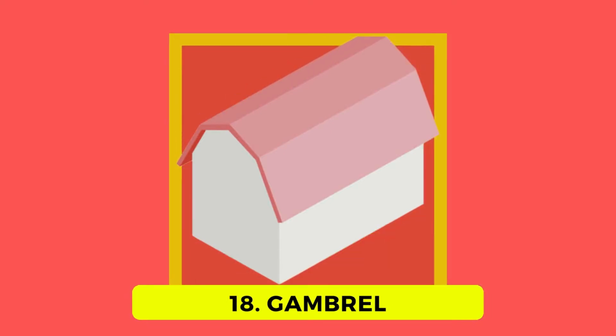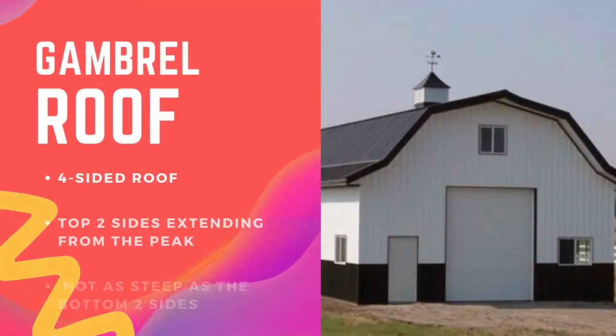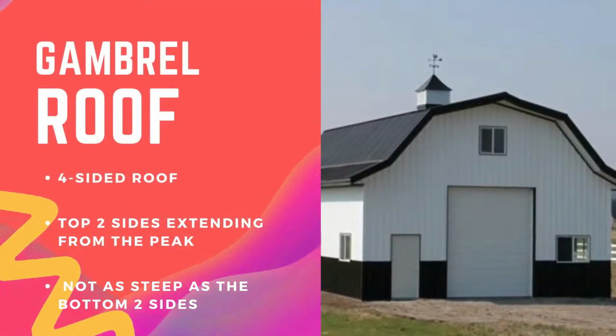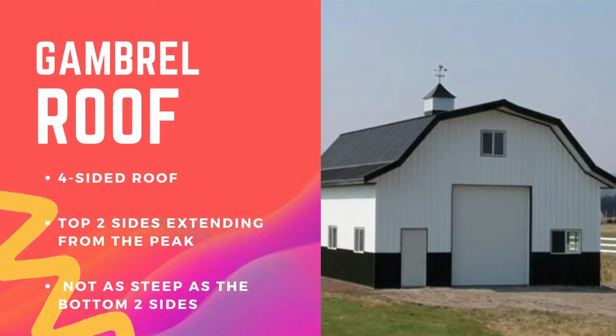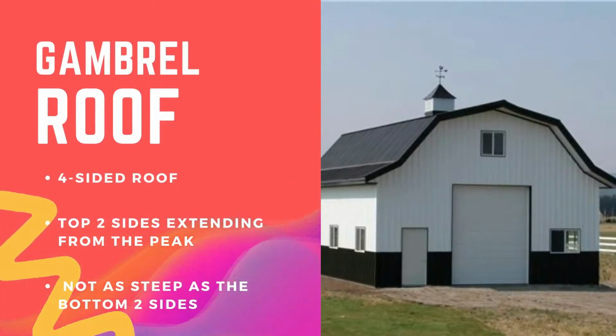18. Gambrel. The gambrel roof has a distinct look for sure. It's a four-sided roof. The top two sides extending from the peak are not as steep as the bottom two sides. Gambrel roofs often include window dormers, but not always.